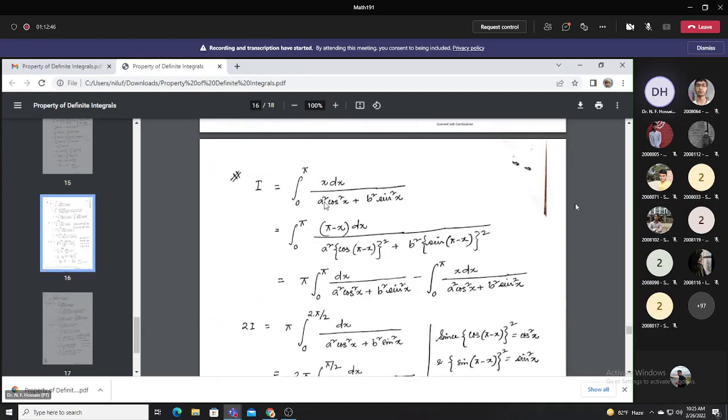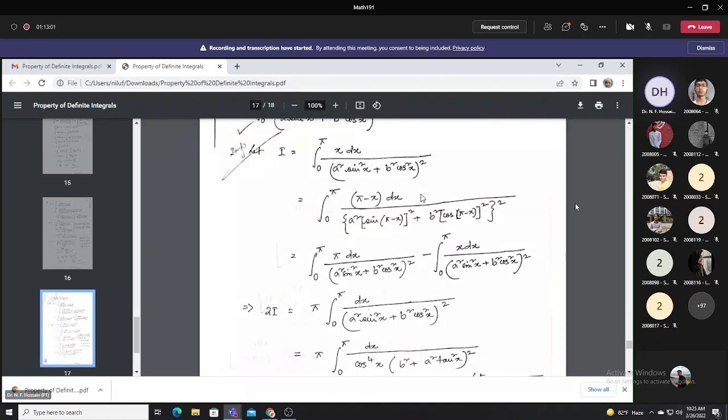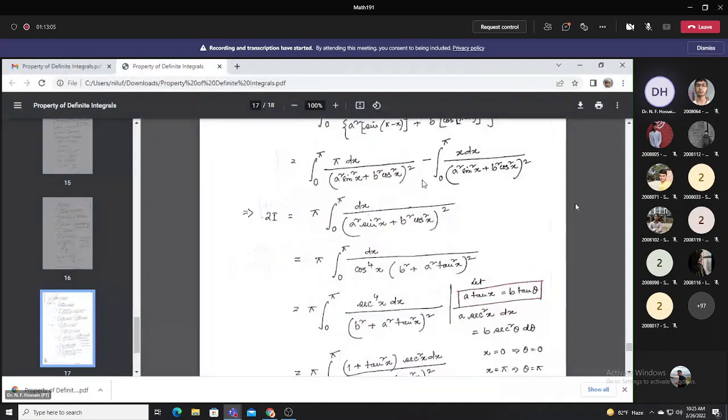In the previous one there was no whole square, but everything else is the same. In our current math there is a whole square: (a square cos square x plus b square sin square x) whole square. Okay, and this is the same thing I, so let us take it to the left side. So 2I will be equal to pi into this.